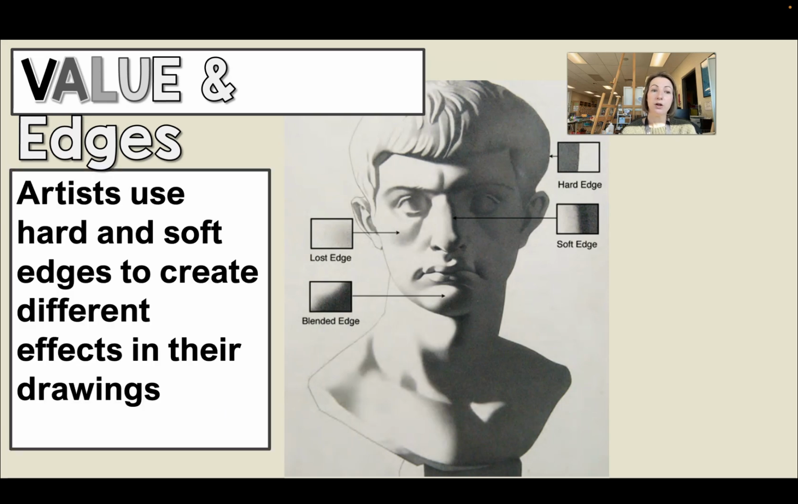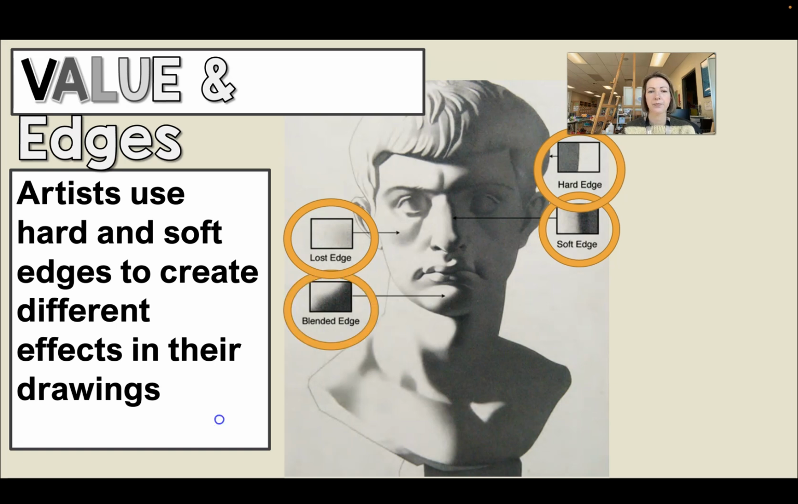When artists use hard and soft edges, they're using them to create different effects in their drawings, and it really helps to create realism and believable form. For instance, on this, that hard edge just transitions very quickly from dark to light. There's a softer edge, it's transitioning, but pretty quick. The lost edge transitions so slowly, it's hard to even tell what's happening there. You can still see it, but it's so slow. And then the blended edge, which is another variation of a soft edge.